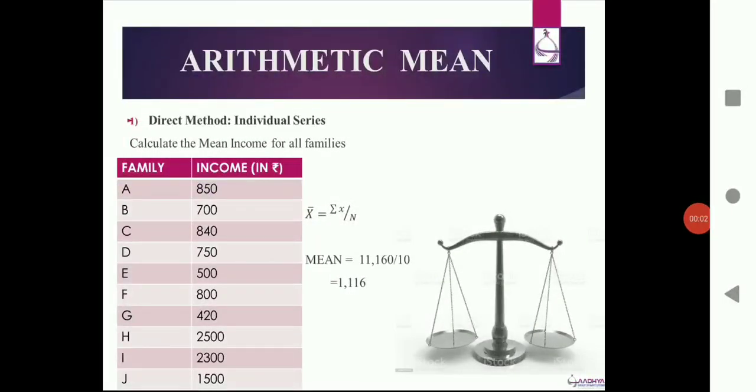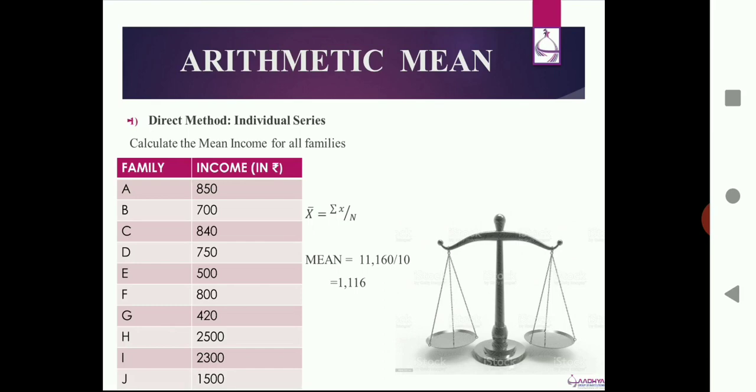Good morning, students. Today we are going to learn about the direct method of calculating arithmetic mean. First, let's go to the simplest example of an individual series where we are having individual observations. Here we are having incomes of different families. Some are earning 850 rupees or some are earning 420 rupees. So this is income in a day.